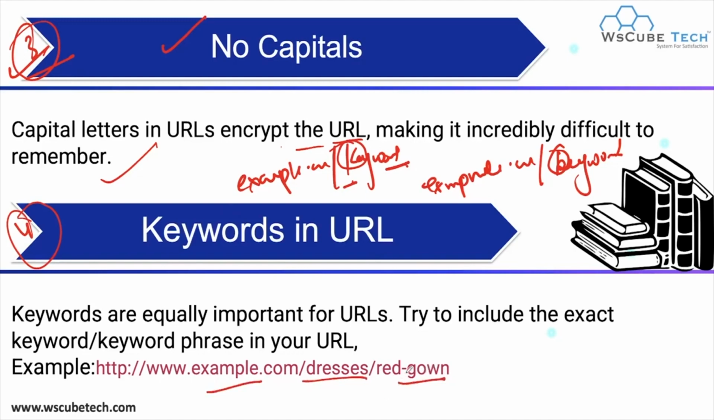If not possible on the home page itself, try including the keyword in the URL for your blog or article or your tool pages.